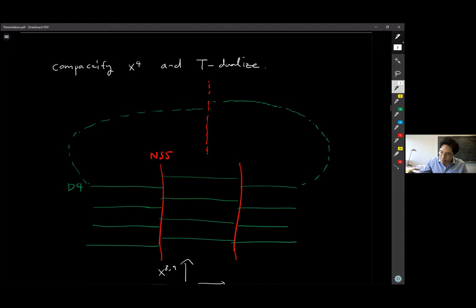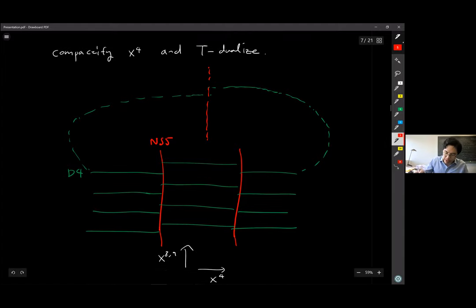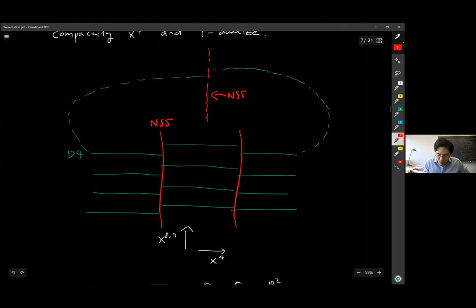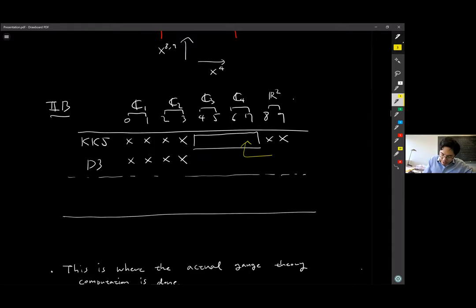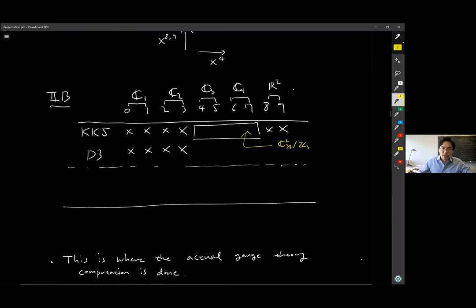So I'm going to trivialize the X4 direction by adding NS5 branes at infinity so that the D4 branes can end at infinity. So we get into the type 2B picture. Then the NS5 branes become the KK monopoles, which can be understood as the transverse geometry being an orbifold singularity, in this case, C2 mod C3. The D4 branes lose one dimension, and it becomes D3 branes. And this is where the actual computation is done.